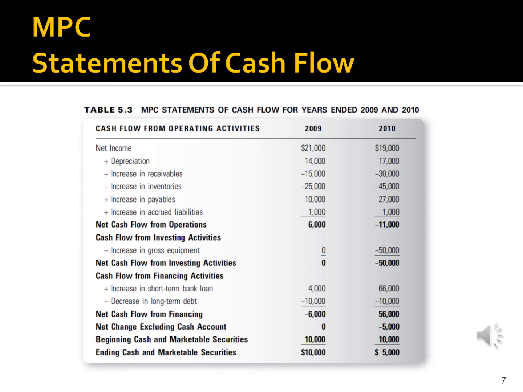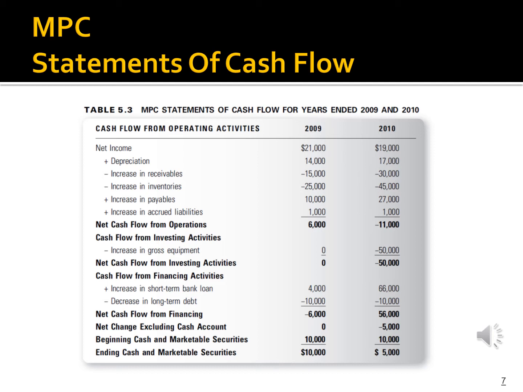And then increase in payables. Payables are the company's debt, so that is why it's plus 10,000, meaning their cash increases, because they have financing or cash from external parties. So it is also increasing in 2010. Increase in accrued liabilities, same, 1,000 and 1,000.